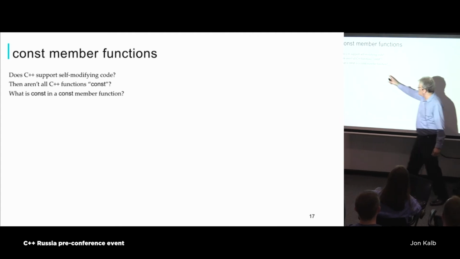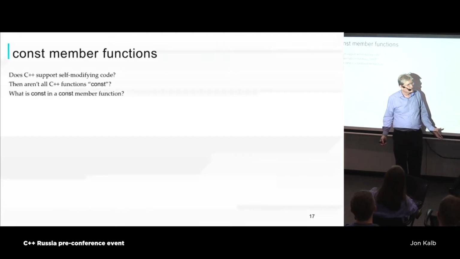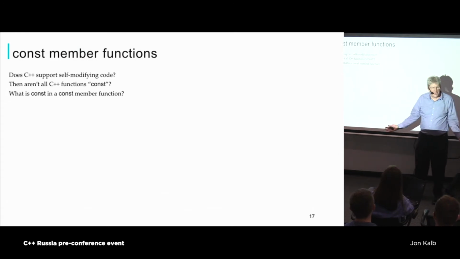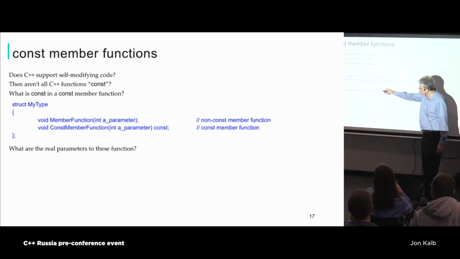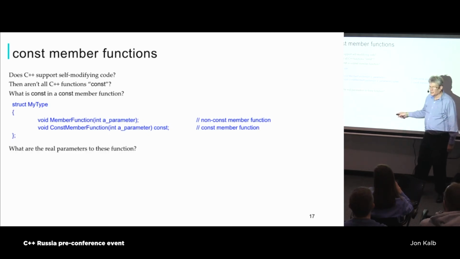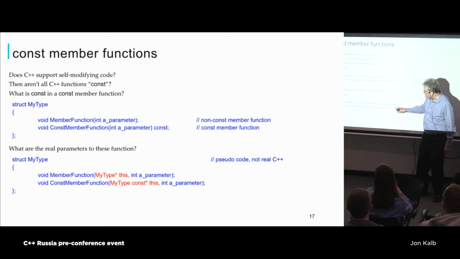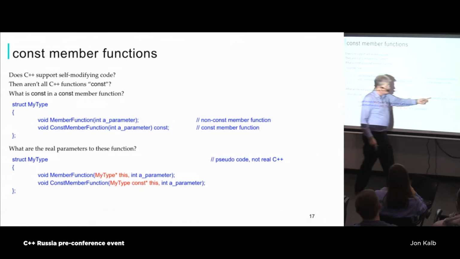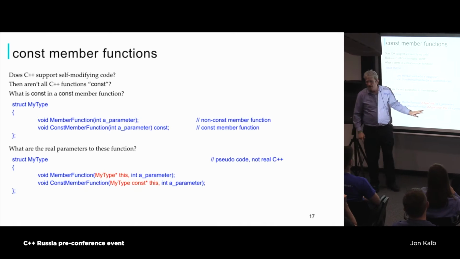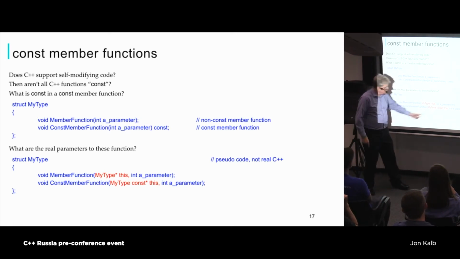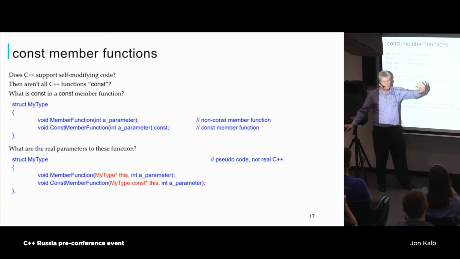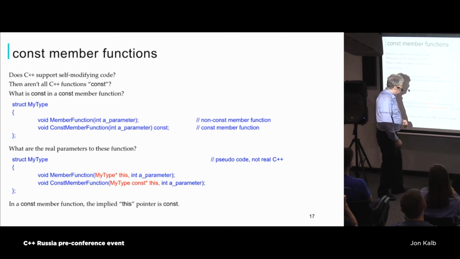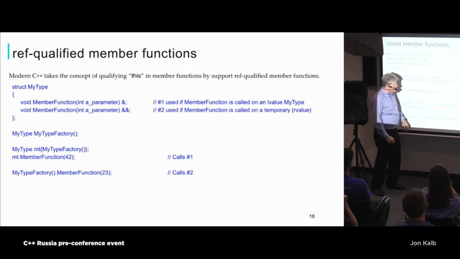So what does it mean to have a const member function? What's const? All functions are const, right? They're just by nature, you never change a function. But in a const member function, what's really happening is, what are the real parameters to the function? If I have this, what are the real parameters? There's actually a this. Now, of course, let's understand this is not real code. This is what's really going on. And notice, this is what's really const. We don't have the const out here because the const is really this guy. Everybody understand that? All righty. So there's this implied this pointer, and that's what's const.